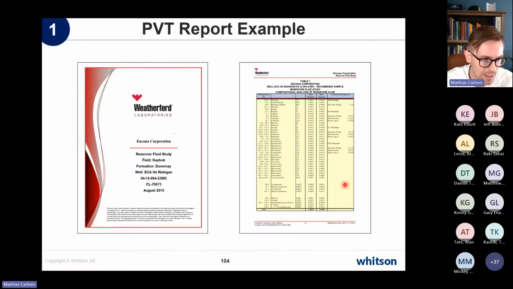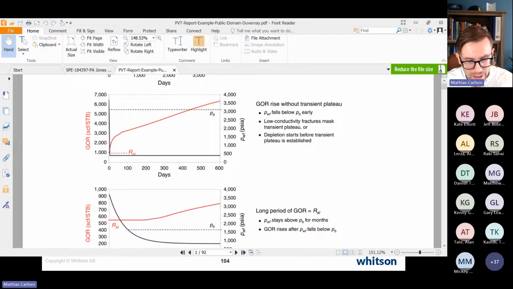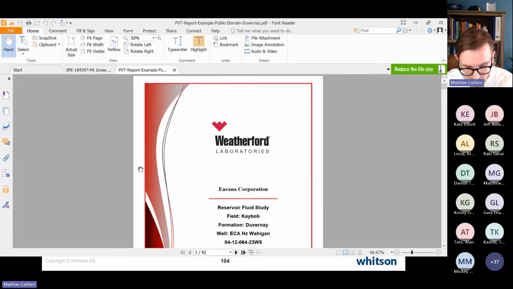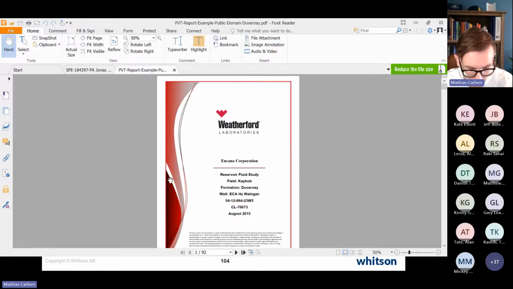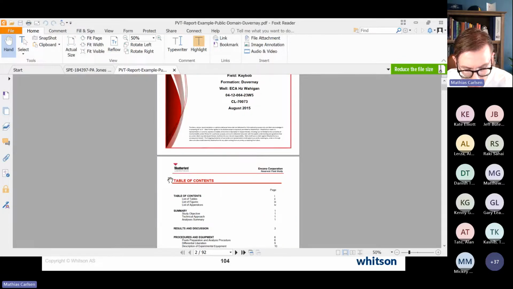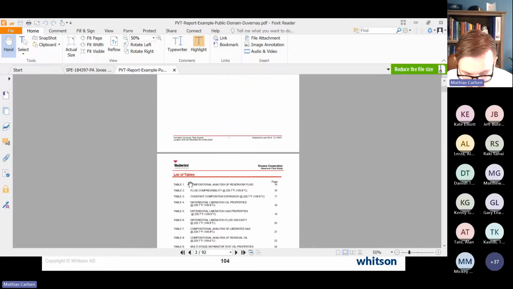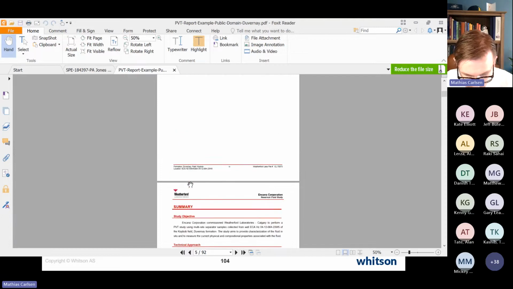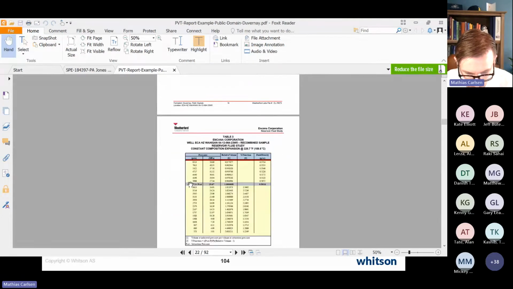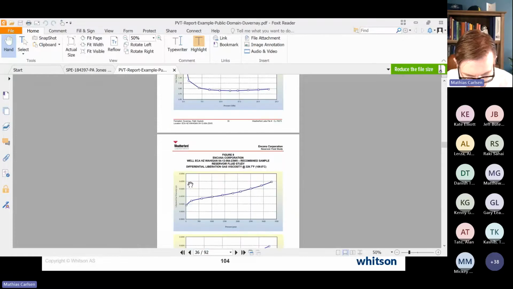So in the handouts that were given to everyone, in the digital material that was sent in the email, there is a PVT report example. It's from the Duvernay. That's why we can use it, because it's up in Canada. It's public, and it was collected by Encana, and it's a good example of how a PVT report looks. These could be hundreds of pages long, and this is just an example of a PVT report. Huge report.